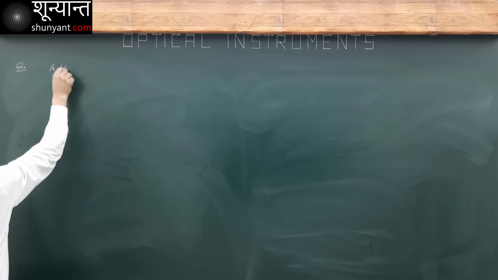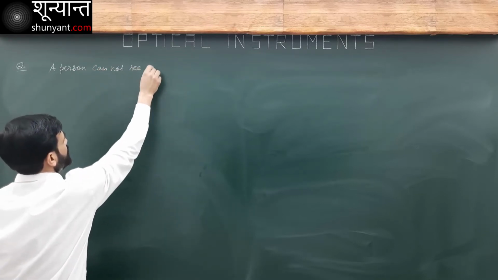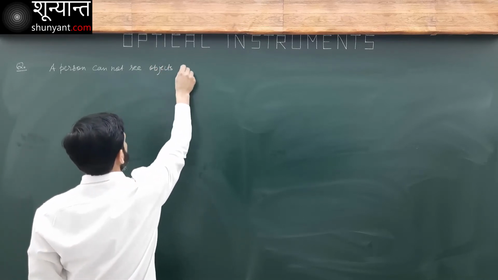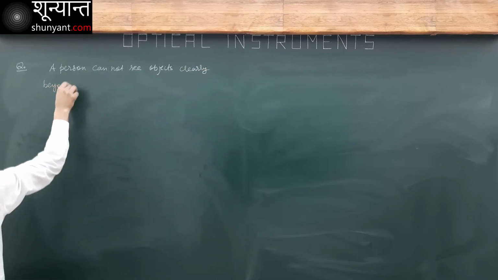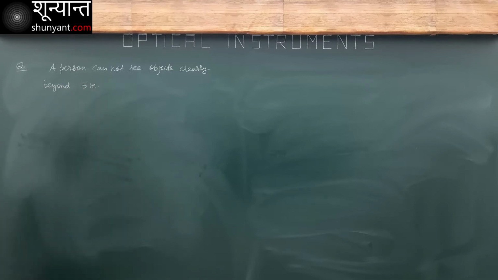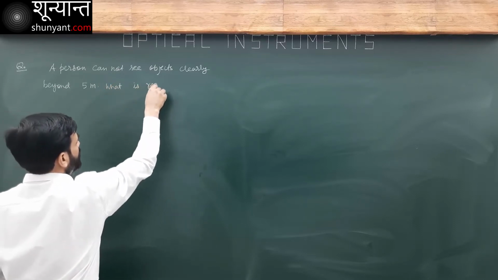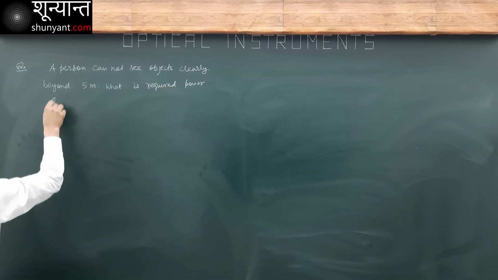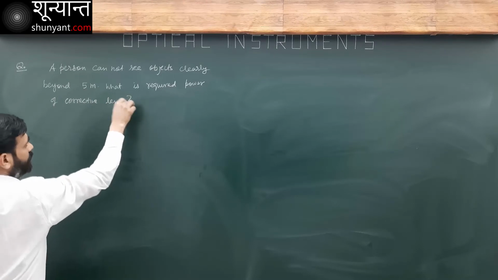A person cannot see objects clearly beyond 5 meters. What is the required power of the corrective lens?